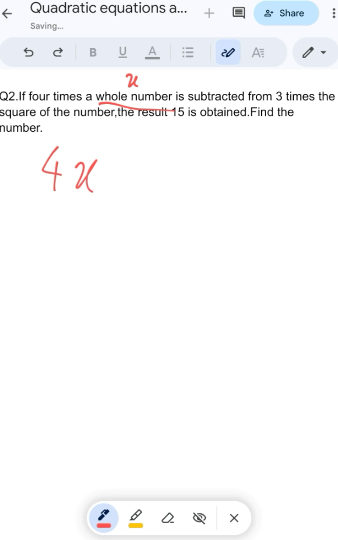Agreed? Now this is subtracted from 3 times the square of the number. Of the number, what is your number here? X. And of means to multiply. 3 times means 3 multiplied by the square of the number. Square means 3x square. Okay, now there is a twist out there.